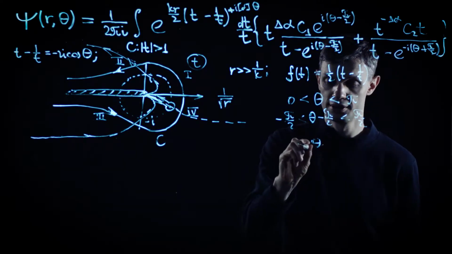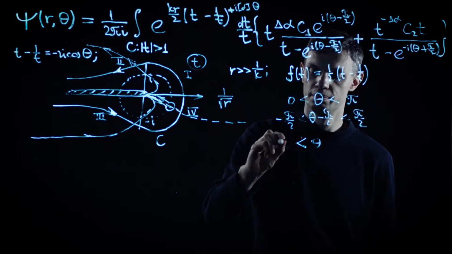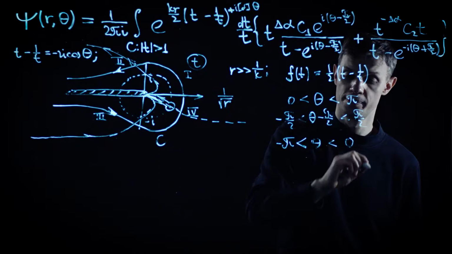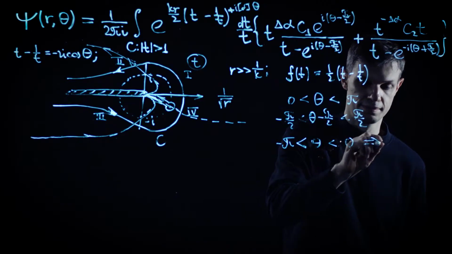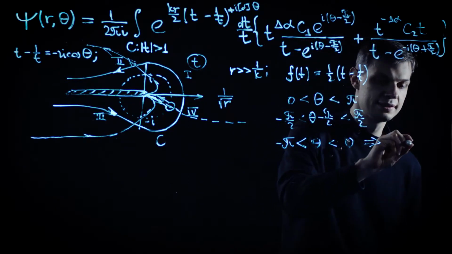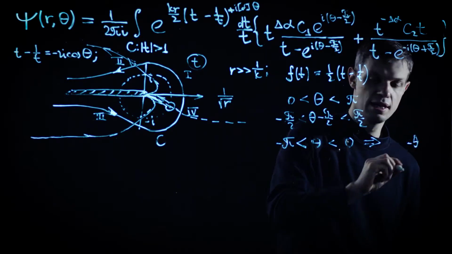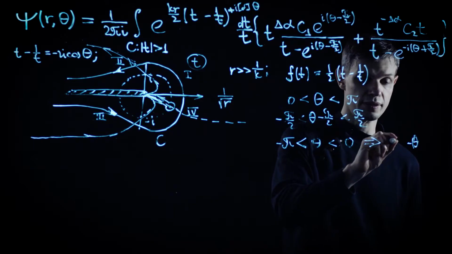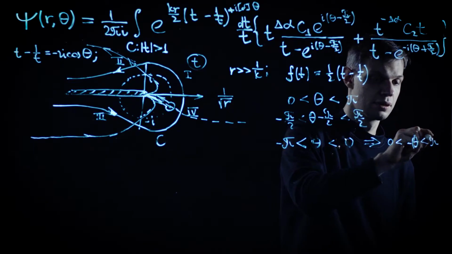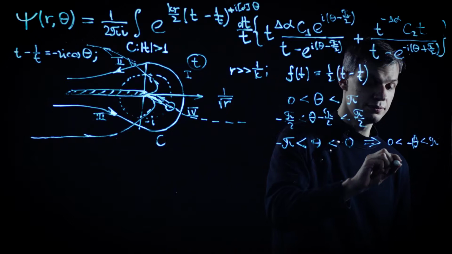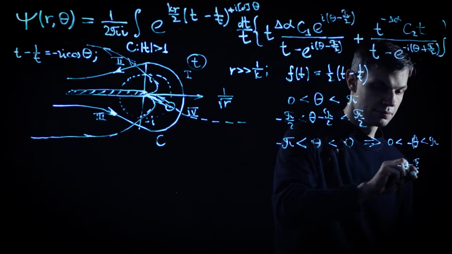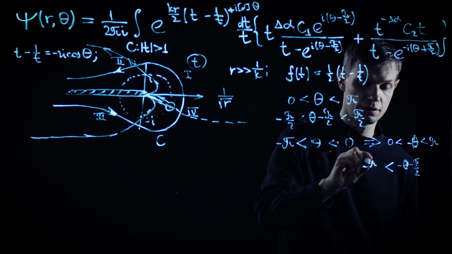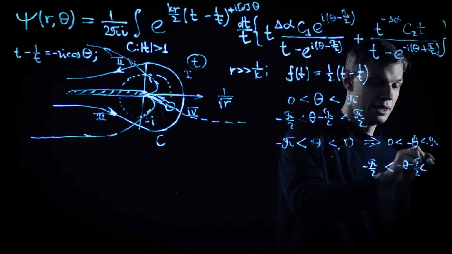Theta may belong to the region from minus pi to 0. That means that minus theta belongs to the region from 0 to pi, and minus theta minus pi by 2 belongs to the region, again, from minus pi by 2 to pi by 2.